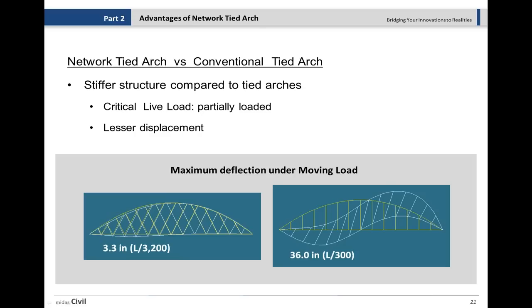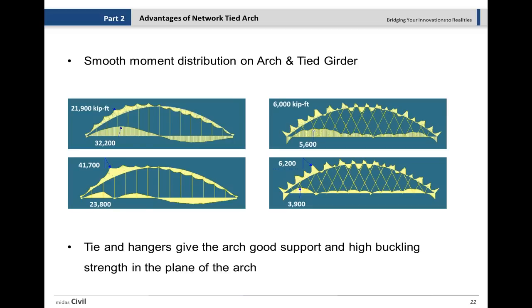By partially, I mean, for example, in this diagram only half of the span is loaded, so it causes more deformation. Comparing these two under the same load, you see that the maximum displacement under the conventional type of tied arch is 36 inches, while the network tied arch with the same design, the same span and the same load, comes to 3.3, which is almost 10% of the other one, which is pretty good. Compared to the conventional tied arches, the network tied arches are only subject to smaller bending.